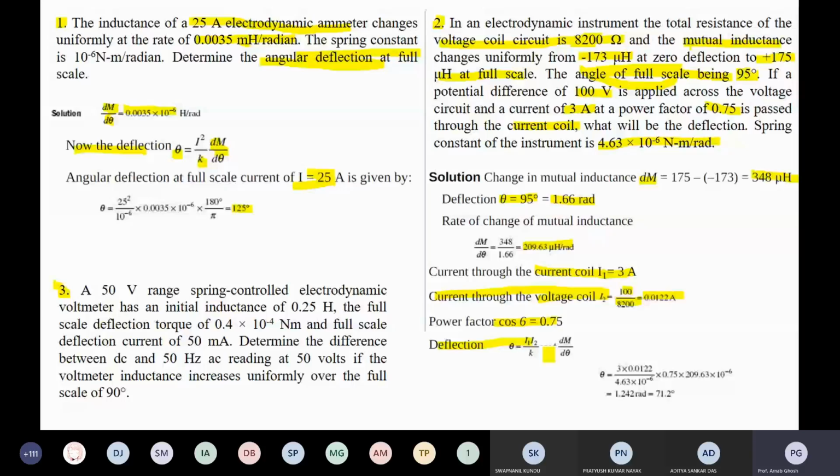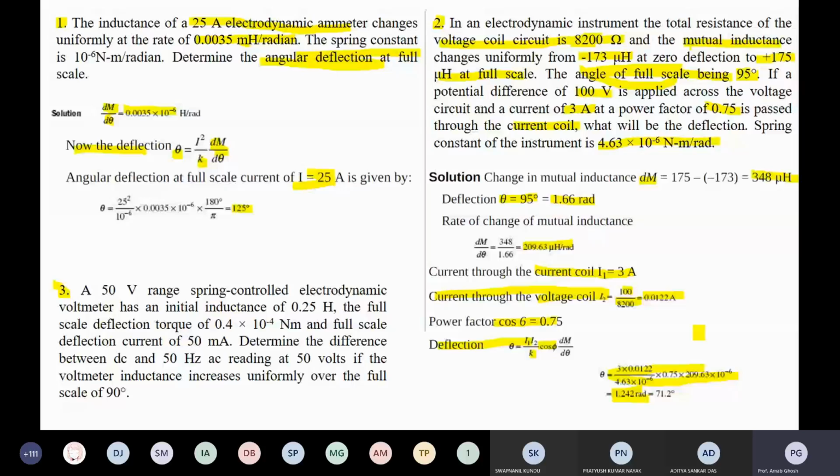Cos theta is 0.75. Okay, so in the previous case the formula was for the unity power factor. Here a lagging power factor is there, so you multiply by cos theta as well. So cos theta is 0.75 and dM by d theta is 209.60 into 10 to the power minus 6 henry. So the value of theta is coming 1.242 radian, so it is 71.2 degree.